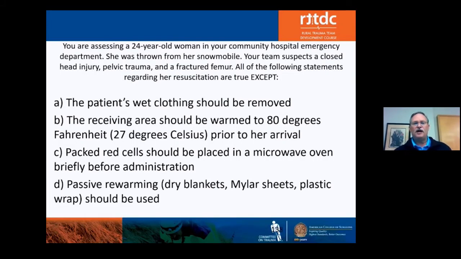So we're going to go on to the questions. You're assessing a 24-year-old woman in your community hospital emergency department. She was thrown from her snowmobile. Your team suspects a closed head injury, pelvic trauma, and a fractured femur. All the following statements regarding her resuscitation are true except: A, the patient's wet clothing should be removed. B, the receiving area should be warmed to 80 degrees Fahrenheit prior to her arrival. C, packed red cells should be placed in a microwave oven briefly before administration. D, passive rewarming, dry blankets, mylar sheets, plastic wraps should be used. So go ahead.